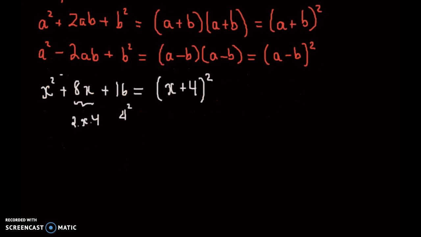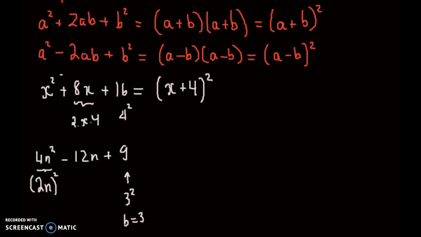Okay, so another example would be 4n squared minus 12n plus 9. Remember here, 9 is 3 squared, right? So I know that my b is 3. Have a look at this, 4n squared. Now, we know that this is actually a square, right? We can rewrite this as 2n squared, and this will be my a. So my a would be 2n.